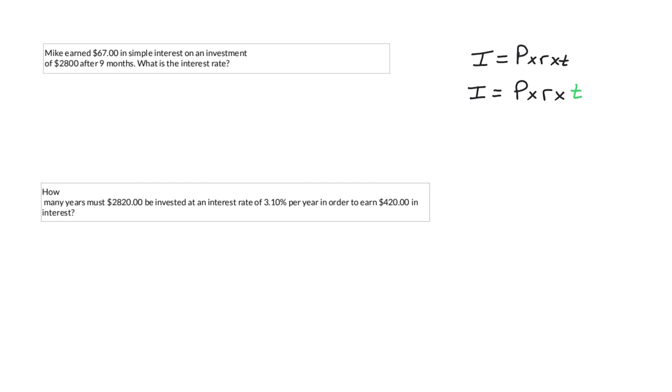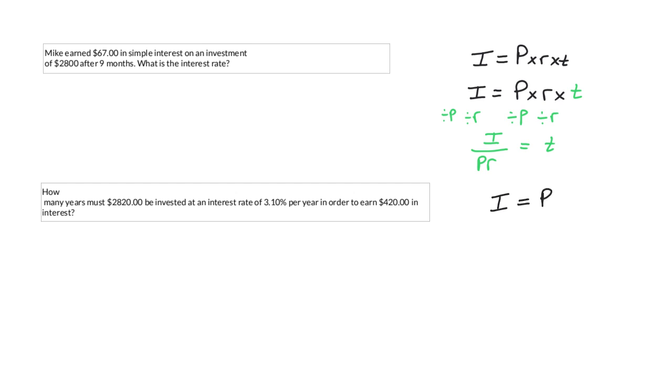Here P and R are multiplying time, so what I want to do to get rid of them is divide by P and divide by R. I'm going to do that on both sides of the equation. You can do this one at a time, or you can do it all in one shot. To get T by itself, I have to divide by R and P, so that means I get I divided by P and R. So I undid that and got T by itself. I would do the same steps if I wanted any other letter.